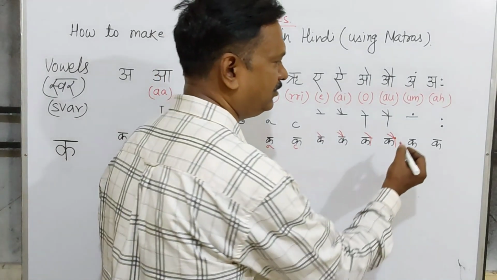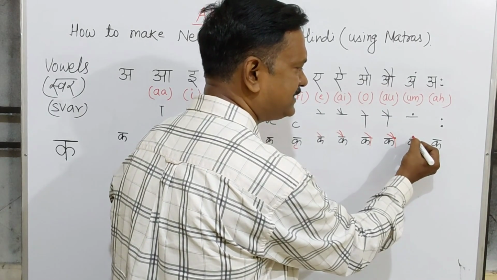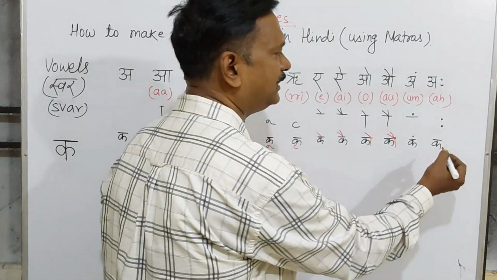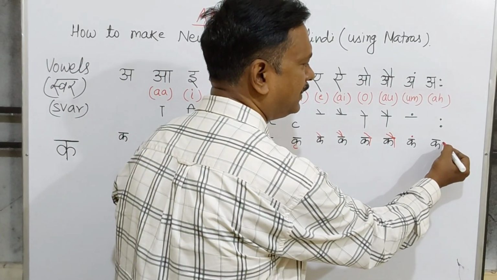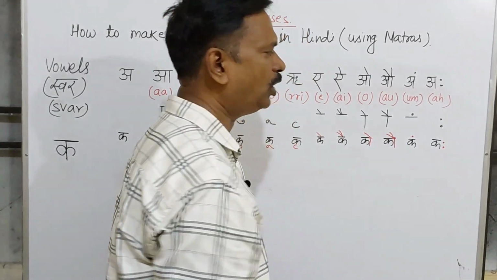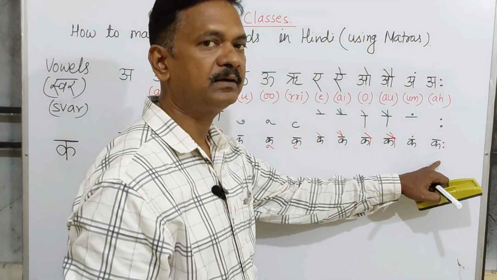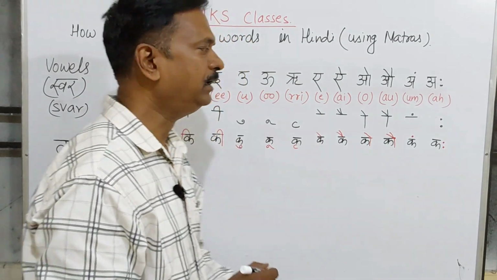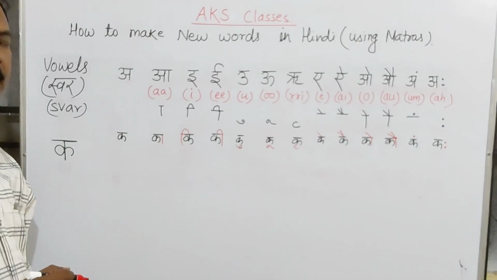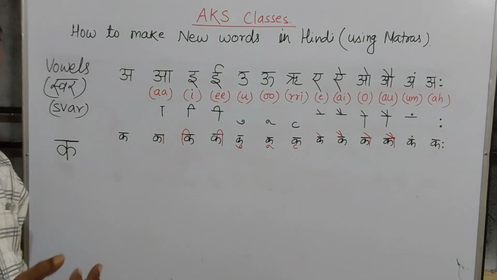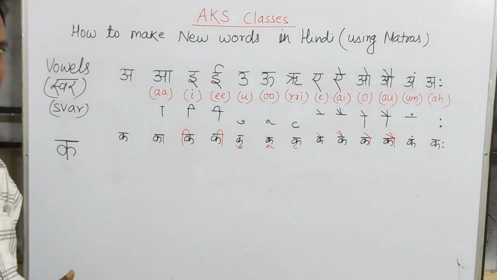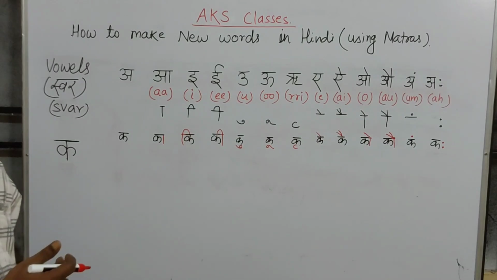For the nasal accent, we put a dot like this. It is kam. And for the aha sound, we add two dots beside the consonant. It is kah. So in this way, you can easily understand how these matras are used for different types of sound. We will take some more examples to understand how the matras are added with the consonant.